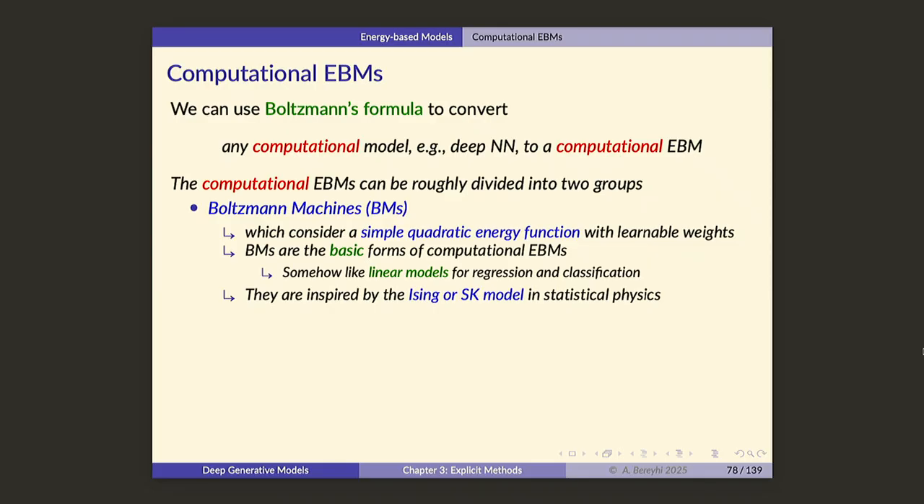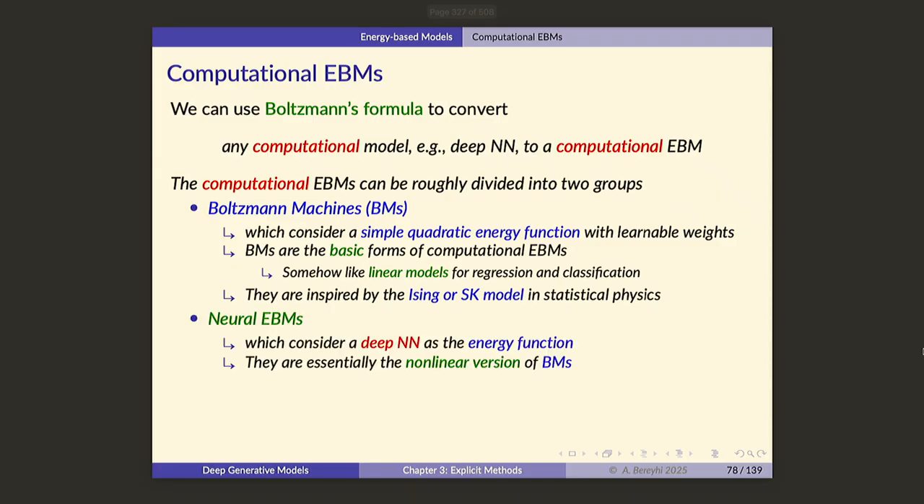So this guy is quite simple. It just got inspired by the Ising model in statistical physics. But the point here is that this one is not going to really do generation for us at the end of the day, because this is too simple to be able to capture the data properties. So the more essential one is a neural energy-based model. And a neural energy-based model simply means that the energy function is a complete deep neural network.